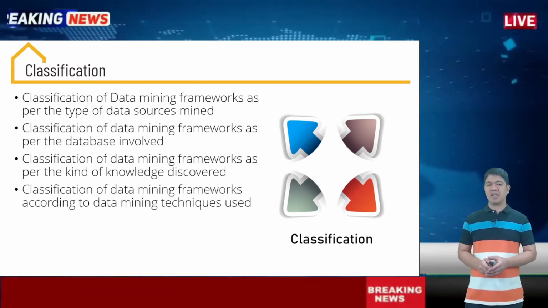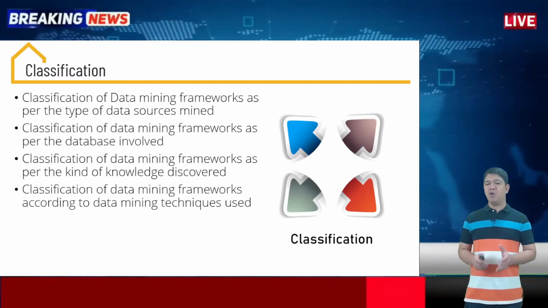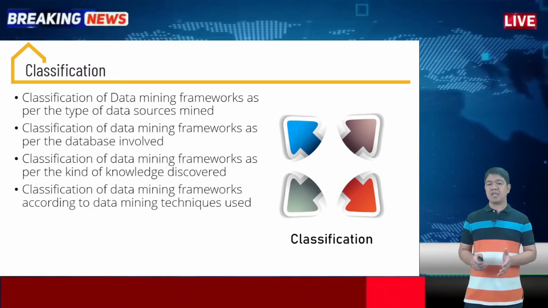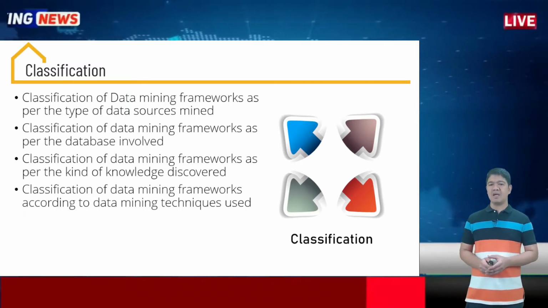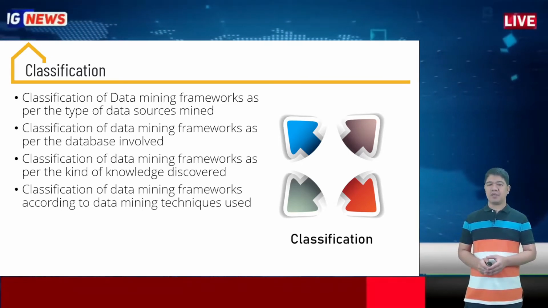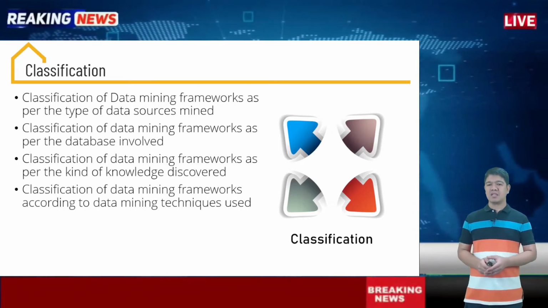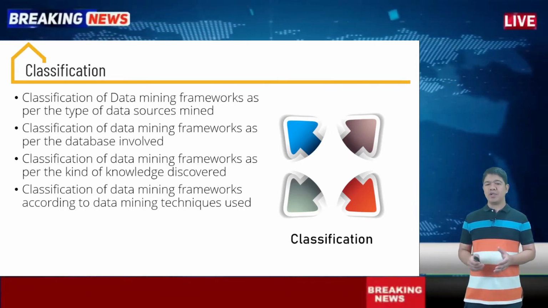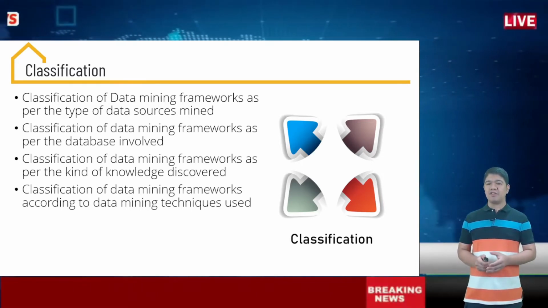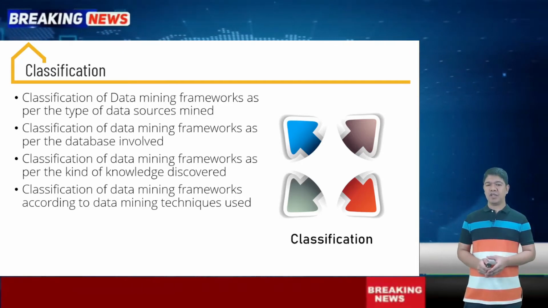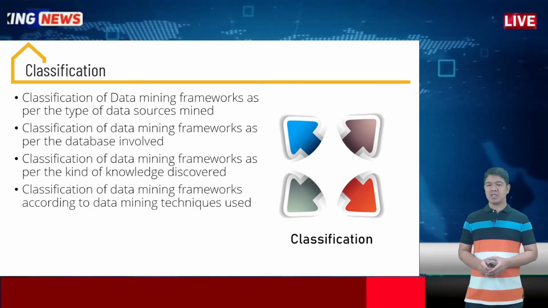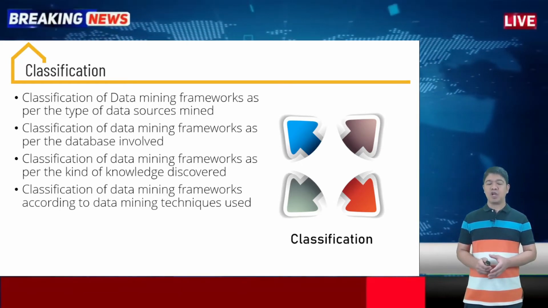Next, we also have classification of data mining frameworks according to data mining techniques used. This classification is as per the data analysis approach utilized, such as neural networks, machine learning, genetic algorithms, visualization, statistics, data warehouse oriented, or database oriented. The classification can also take into account the level of user interaction involved in the data mining procedure, such as query-driven systems, autonomous systems, or interactive exploratory systems.